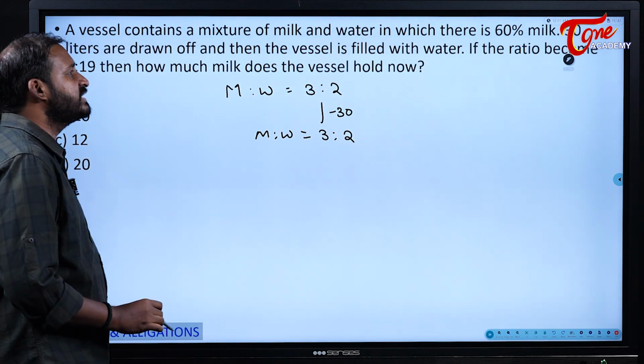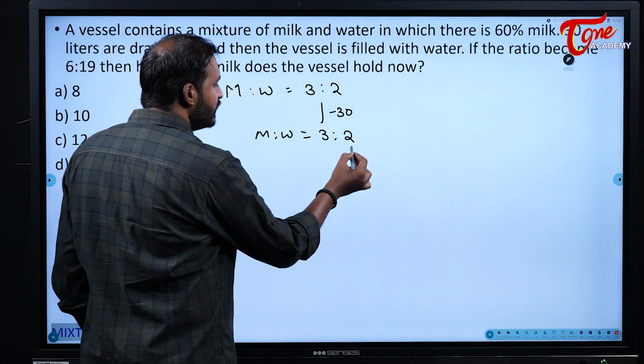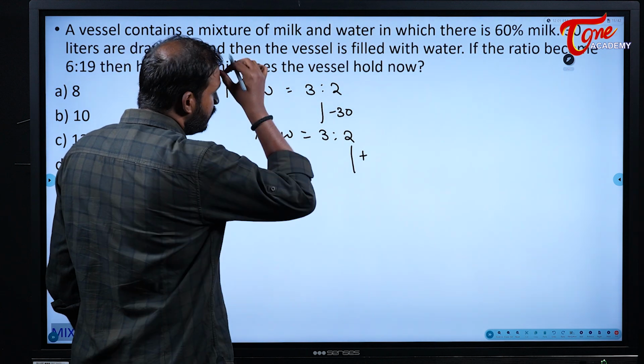Next. And the vessel is filled with water. If the ratio becomes 6:19. Now, it is only filled with what? Water. It is only filled with water.